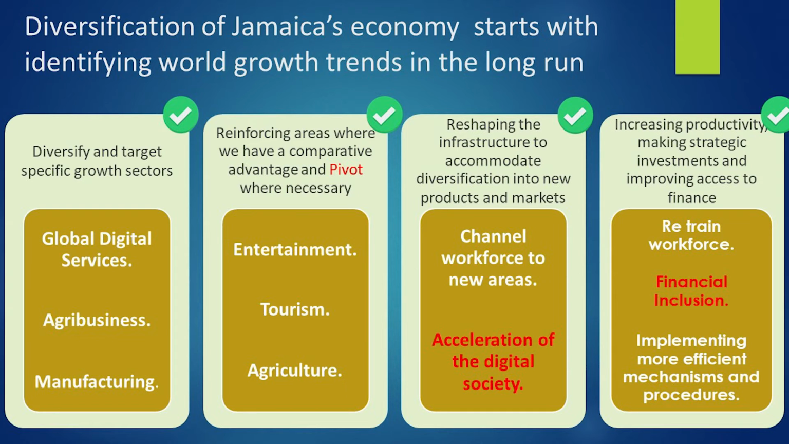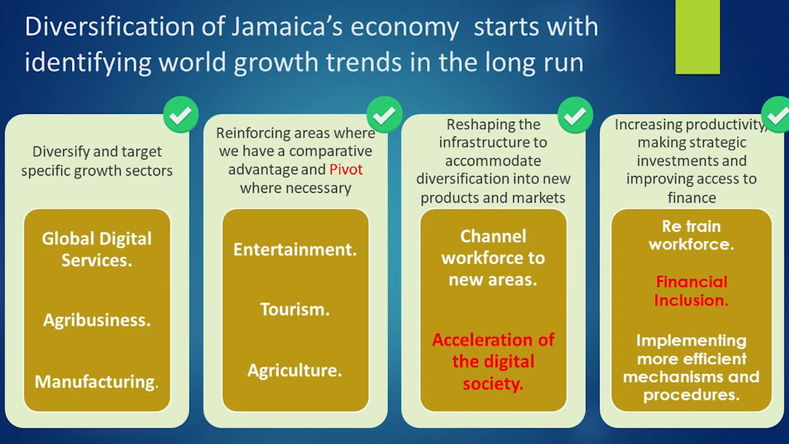And ultimately, the fourth tick for me in terms of looking at diversification and ensuring that we diversify our economy is to increase productivity, making strategic investments and improving the access to finance. Now, improving access to finance will ultimately allow more players to be better equipped and be able to pivot as well as diversify within an economy that is fully looking at diversification as a national priority. And of course, the implementation of more efficient mechanisms and procedures will help us channel into various sectors that we weren't traditionally in, but ultimately will make us very competitive on the global scene.